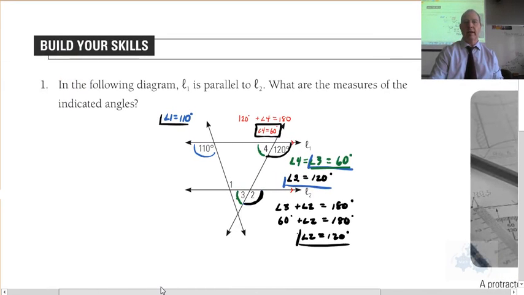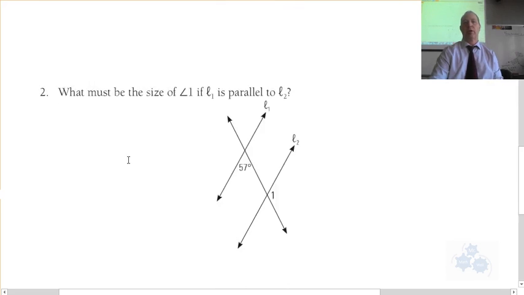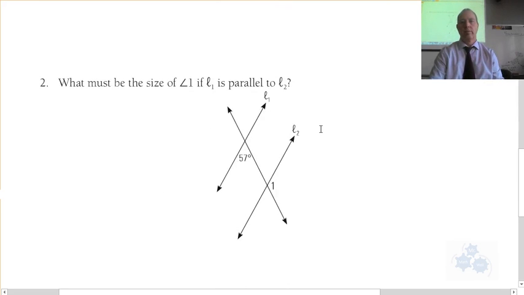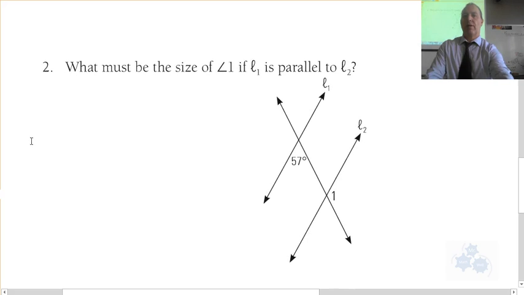Any questions about that? That's the first build your skills question. So this one's a bit different, but if you understand what we're doing so far, you might be able to answer this. So let's answer this one together. And you can take a moment to copy this diagram down.